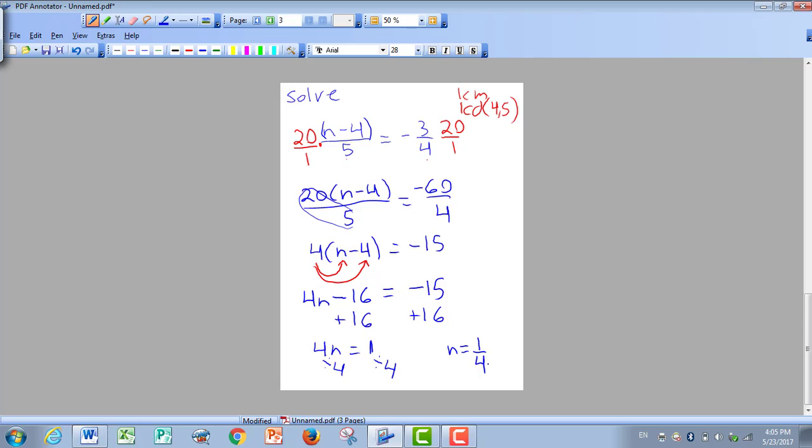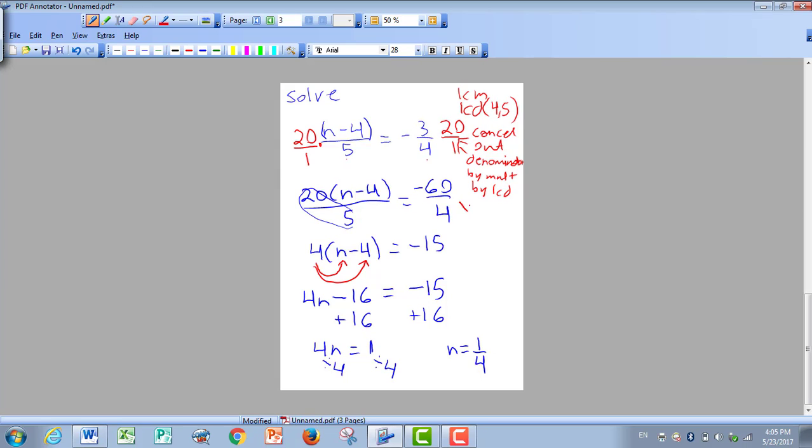So you should check your answer. I know that this one's correct because I've done this question quite a few times, so I'm just going to go over each of the steps for you instead of checking the answer. Our first step was to cancel out denominators by multiplying by the LCD. That was our first step.